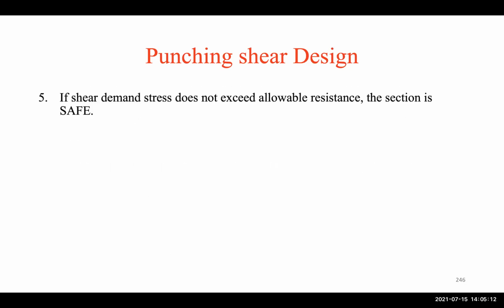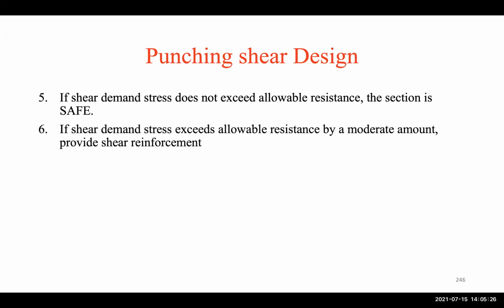This is true for PT and true for reinforced concrete. So we do the check for the concrete itself, and if the allowable capacity is exceeded, then we have to provide shear reinforcement. The shear reinforcement could be stirrups, or it could be stud rails as well. They are both allowed by ACI.